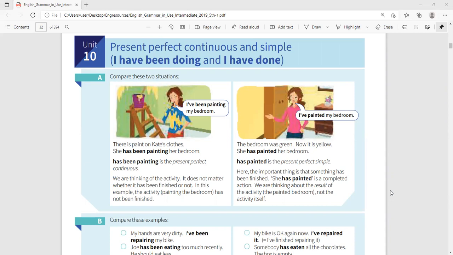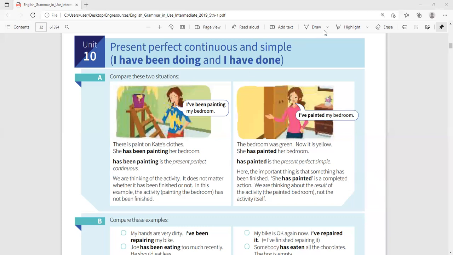So like this lady, look, there is paint on Kate's clothes. She has been painting her bedroom. So we're not interested whether she has finished or not. It is only the activity. What is it that she has been doing? She has been painting. Only that. So has been painting, of course, is the present perfect continuous.